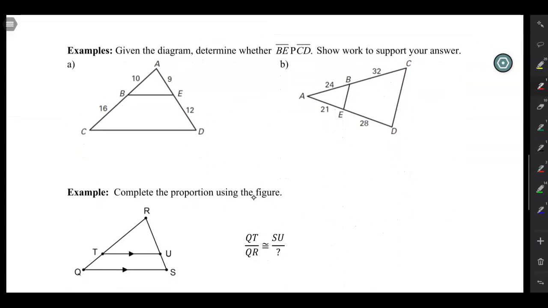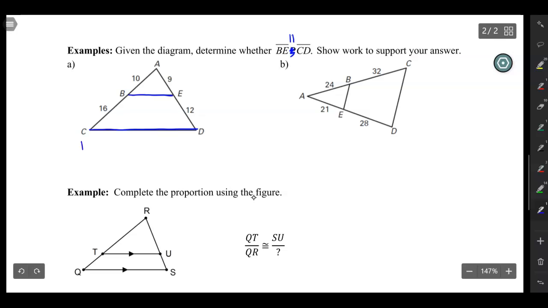So let's go ahead and look at these next examples. Here what we're going to do is determine whether two lines in our triangle are parallel. I don't know why this is a P there. That should have the parallel sign. So I'm trying to figure out if BE, I'm just going to go ahead and highlight these in blue, is parallel to CD. So here, since I'm trying to prove that they're parallel, what I'm looking for is to see if their associated chunks are proportional to each other.